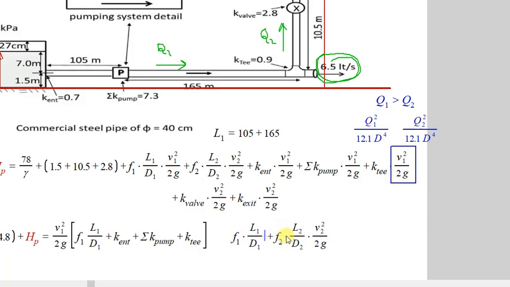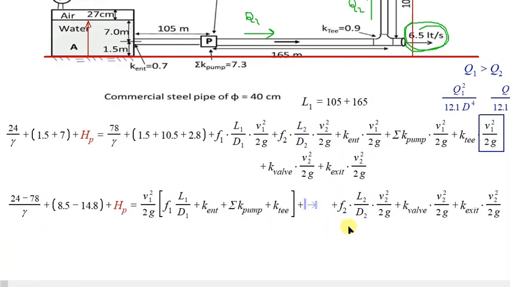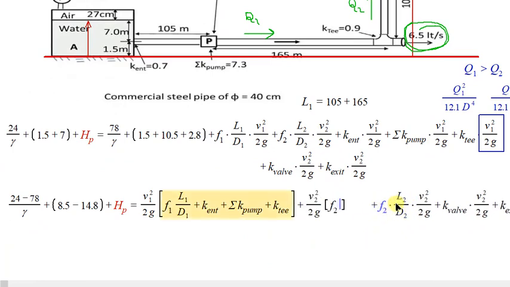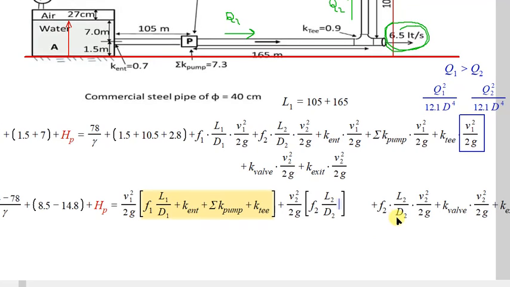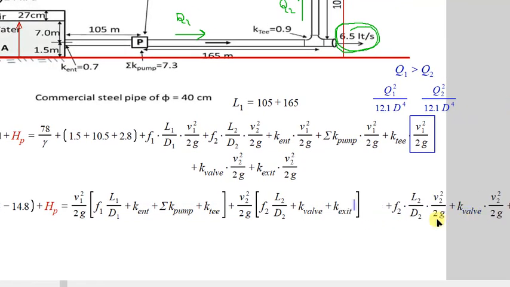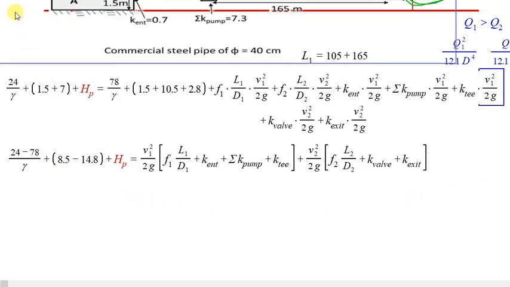By the way, we still have these next to it. So after this I would put plus velocity 2 squared over 2g, open bracket, f2 L2 over d2 plus the rest, k valve plus k exit. Then the rest is just deleted. Okay, you see how simpler it became, and we can make it even simpler.